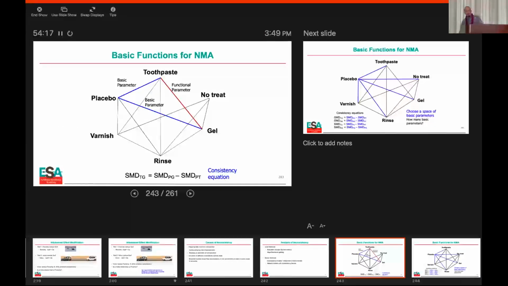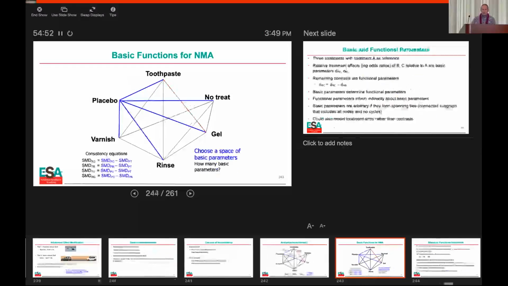Again, I'm not going to have a lot of time to describe all those, but just to show you a little bit about how these models are fit, returning to the toothpaste example, let's assume that placebo is our base treatment here, and so we can compare placebo to any of the other treatments. So that gives us a direct comparison, and then the toothpaste versus gel is a function of those according to our model. So the toothpaste versus gel is a function of the toothpaste placebo and the gel placebo.